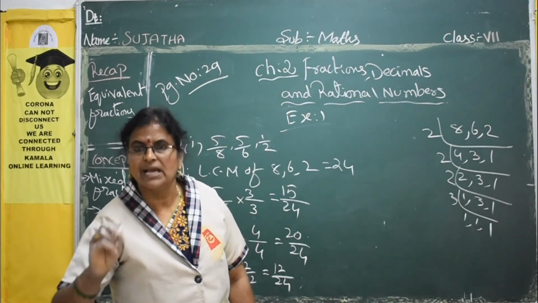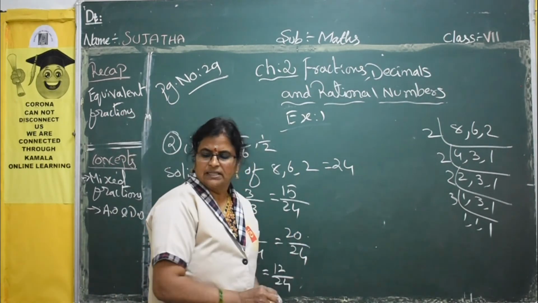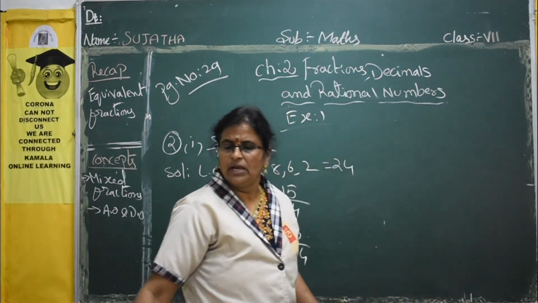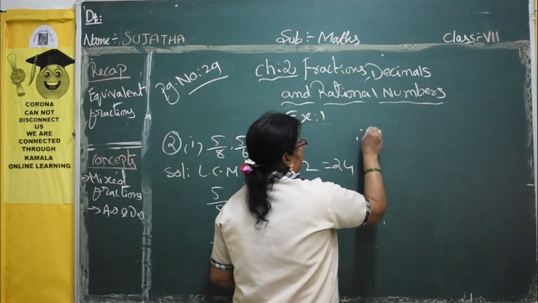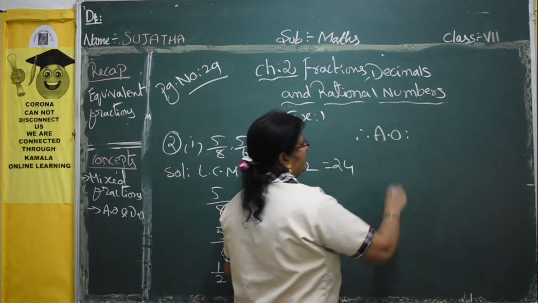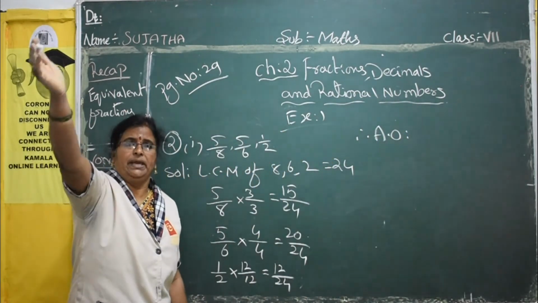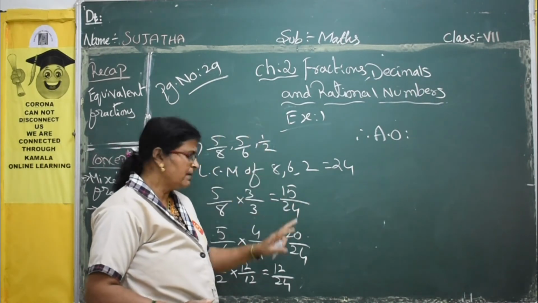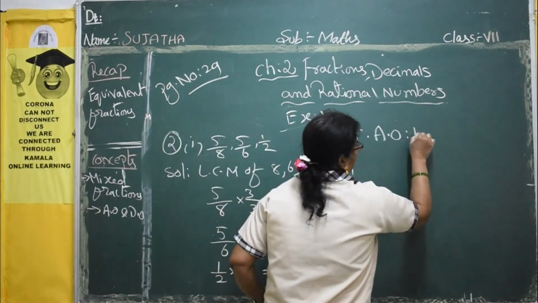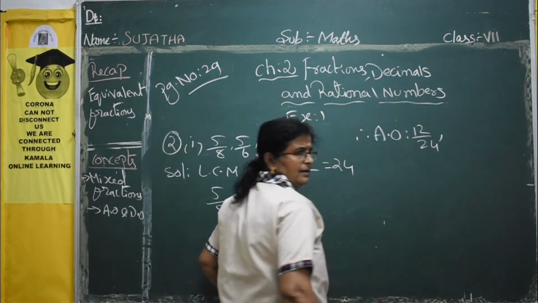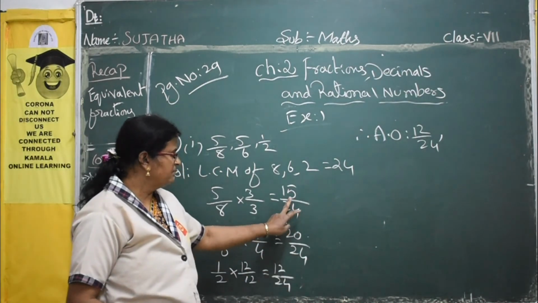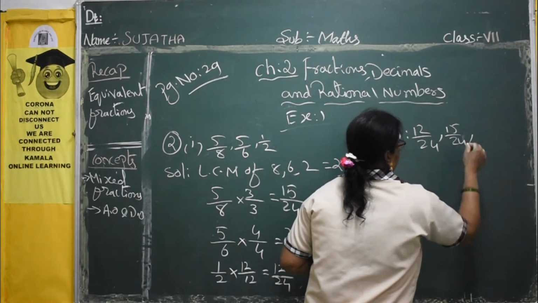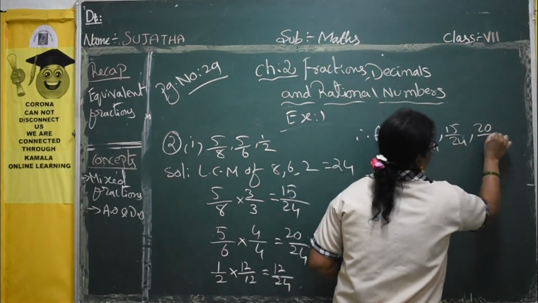Now what is asked? Ascending order. In short form we can write AO, which is nothing but ascending order. What is ascending order? Small to big. So you have to compare the numerators. What is the smallest numerator here? 12, so 12 by 24. Then after 12 by 24, which will come? 15 by 24, then 20 by 24.